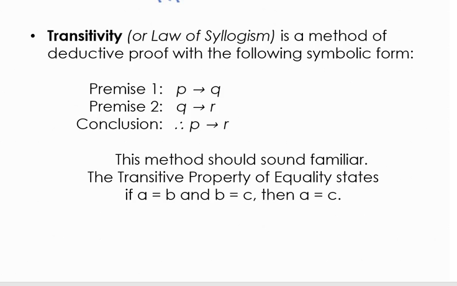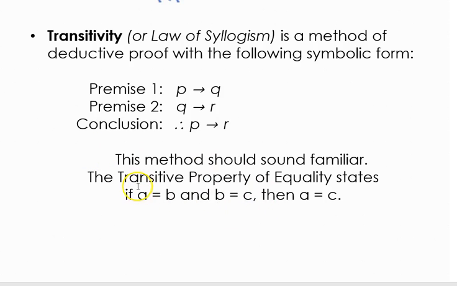Our third method of deduction is transitivity. This is also called the law of syllogism. It's a method of deductive proof with the following symbolic form. So, if P, then Q. If Q, then R. Therefore, if P, then R. We now have three separate statements, and this is a pattern that might seem familiar.